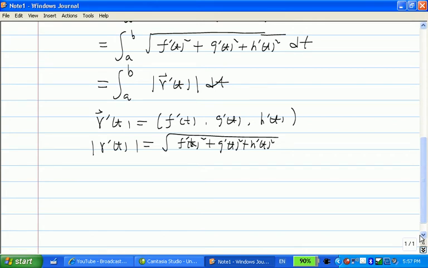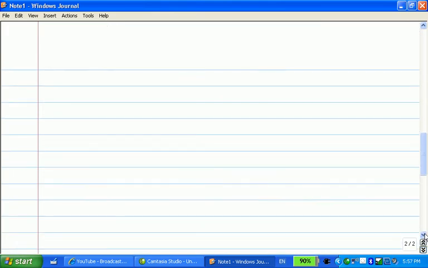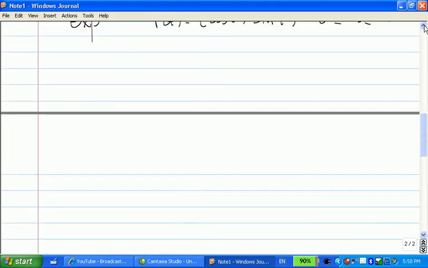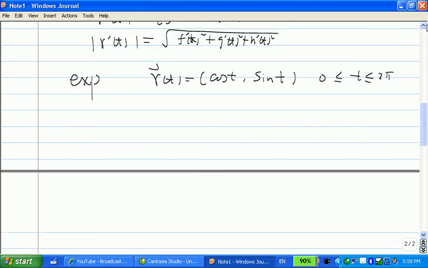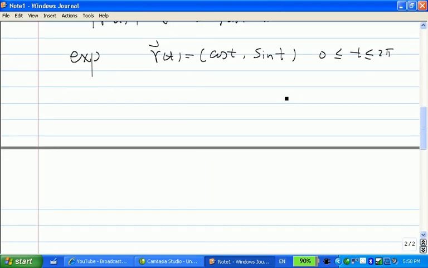Okay. Now let's look at the example. I give you a vector function like this: cosine t, sine t. My t here is between 0 and 2 pi. Okay, since I have two variables here, I have two components. That means we have a plane curve here. Okay, what does this curve look like? As I told you, this is a plane curve.